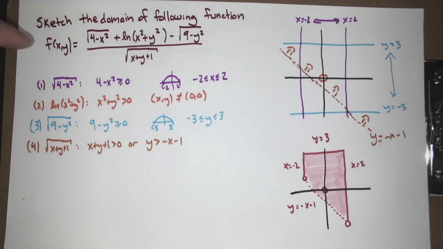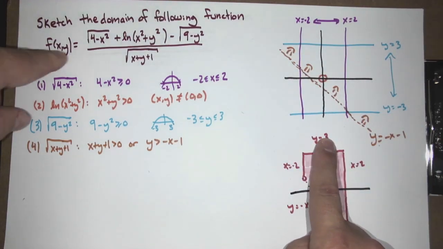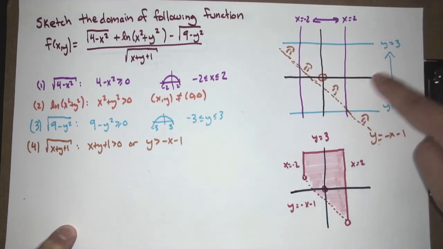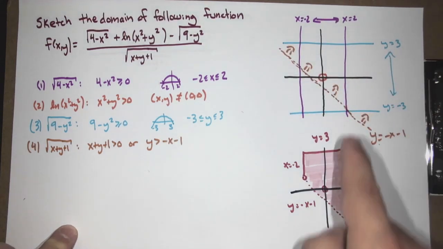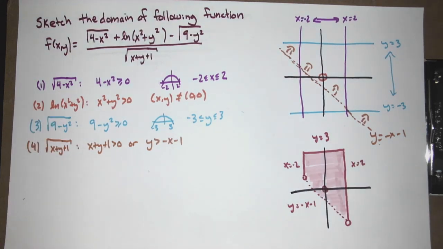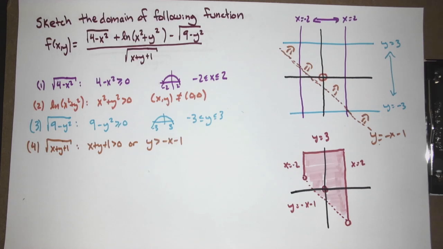And the upstairs, you just say, okay, the square root of 4 minus x squared. That says you have to have x between negative 2 and positive 2. Similar, square root of 9 minus y squared says y has to be between negative 3 and positive 3. So essentially, you're down to this square. Log of x squared plus y squared has basically no problems except one, and that's at 0, 0. So you have to take out the origin. So there's a hole here.